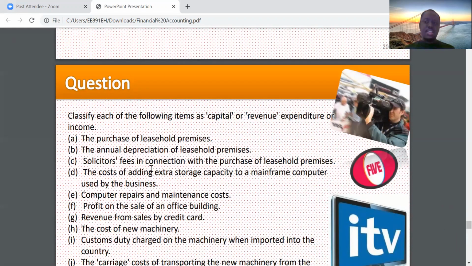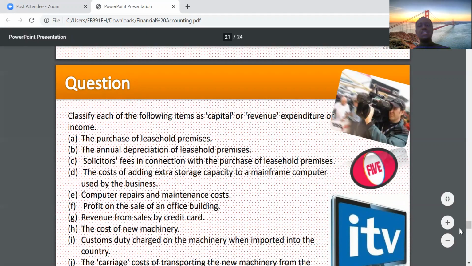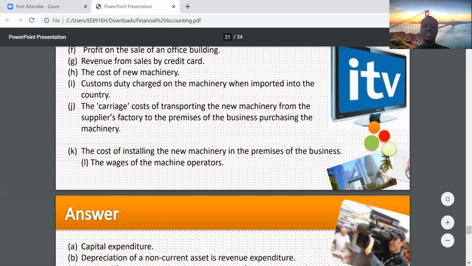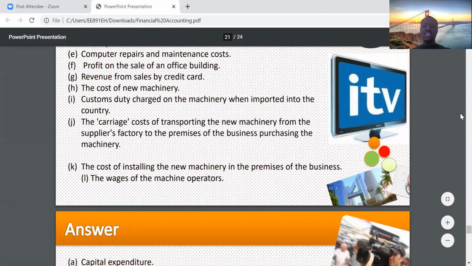What is a leasehold premises? A non-current asset, right? So if you purchase leasehold premises, it will be what? A capital expenditure. Let's check our solution to see if you're right. You see, A is capital expenditure, right down there where I'm hovering my mouse.